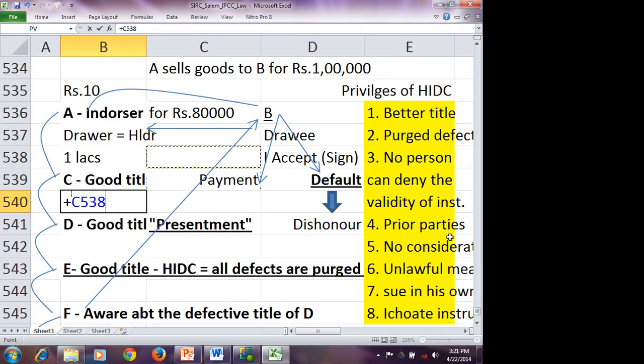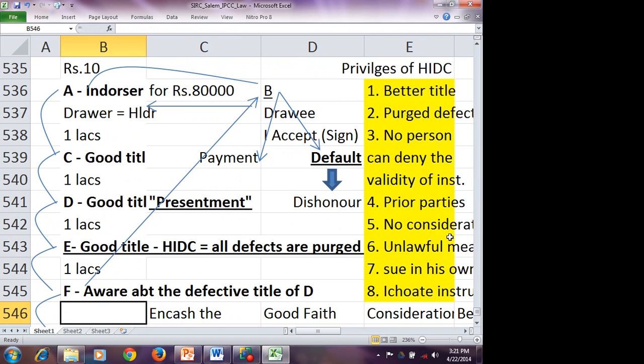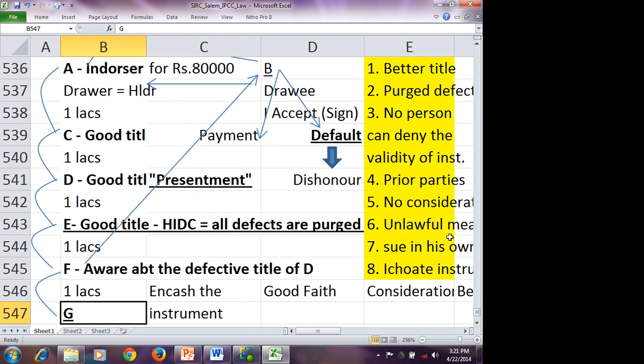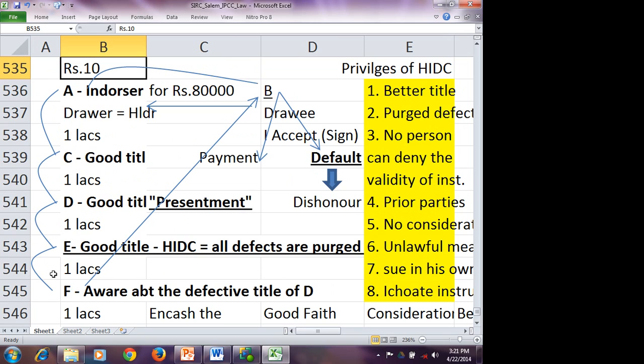which gets transferred to C, C to D, and so on, and the last holder, F, has a bill for 1 lakh rupees. On the due date, F goes to B and presents the bill for payment. B gets shocked: I am liable only for 80,000, but you are presenting a bill for 1 lakh. Can F recover the entire 1 lakh from B? Yes, because F is a holder in due course.